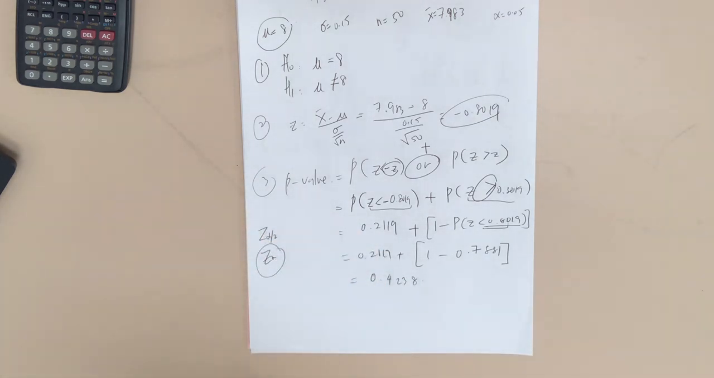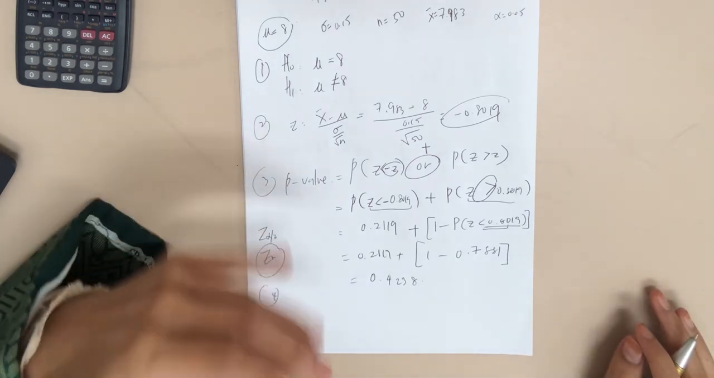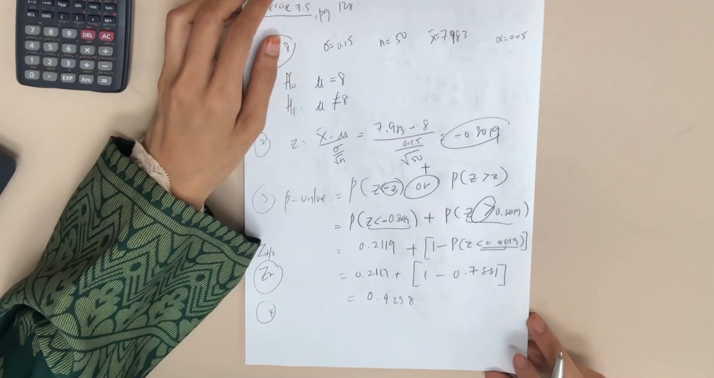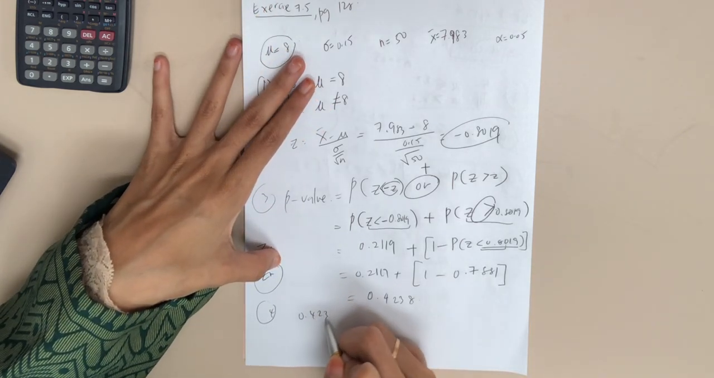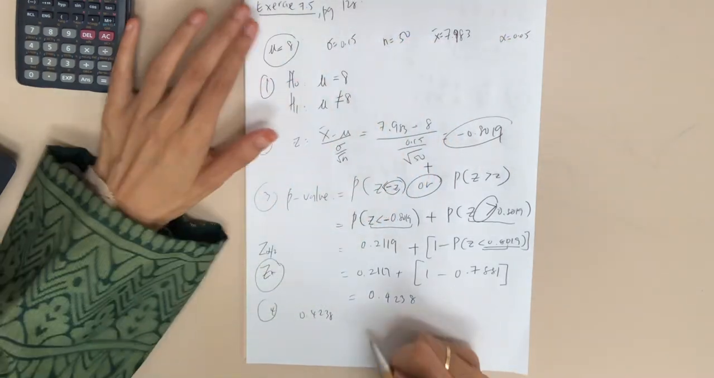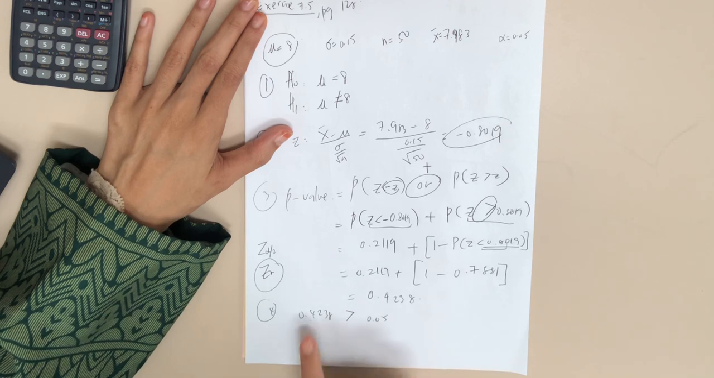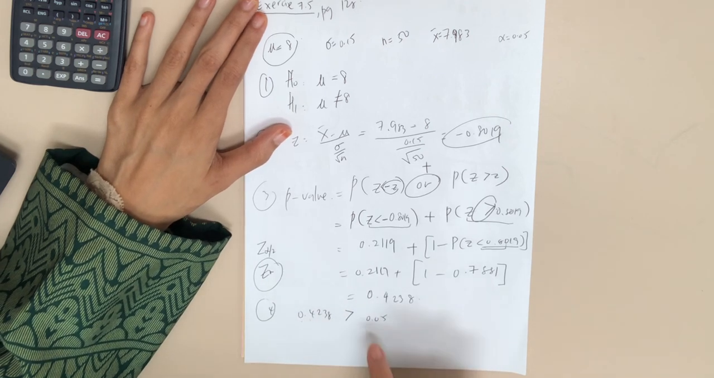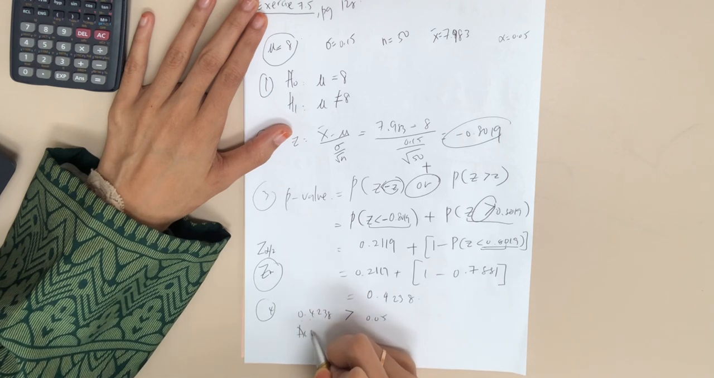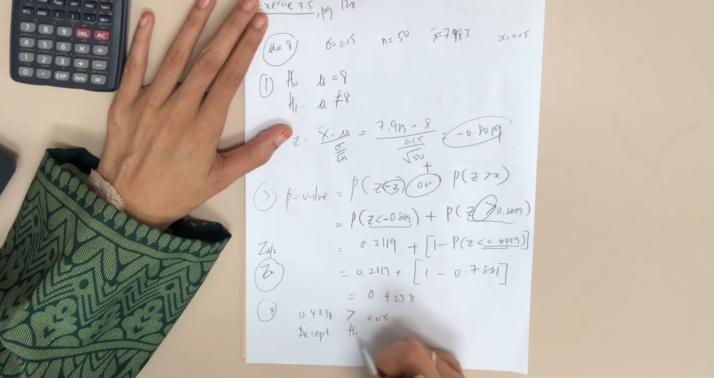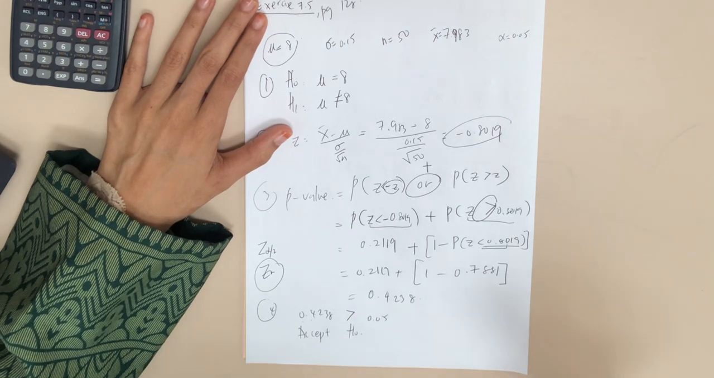Okay, so step number 4 here. You need to check whether your p value is less than alpha or not. So your p value is 0.4238. How about your alpha? Your alpha is 0.05. So 0.4238 is greater, is it? Greater. This one is 0.05. So it's greater than. Therefore, you need to accept H naught. Since it's greater than, this means that you need to accept your H naught.